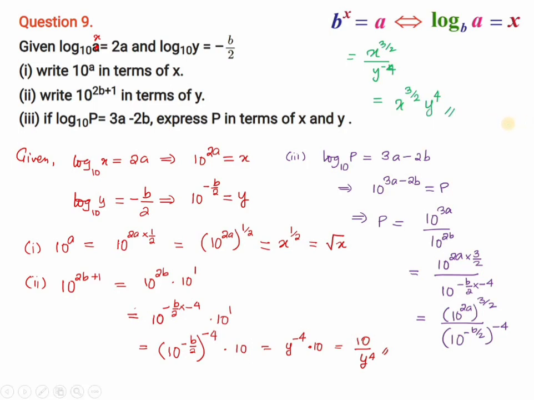Okay, so this is how we need to do the sums. There are some more problems in this exercise, so whatever is left in this exercise, please try it by yourself. And with this we close this exercise. Thank you very much.